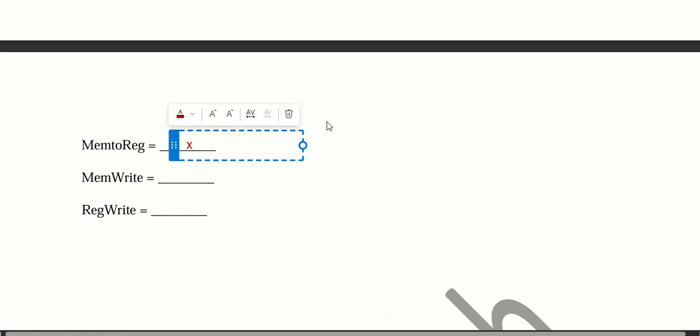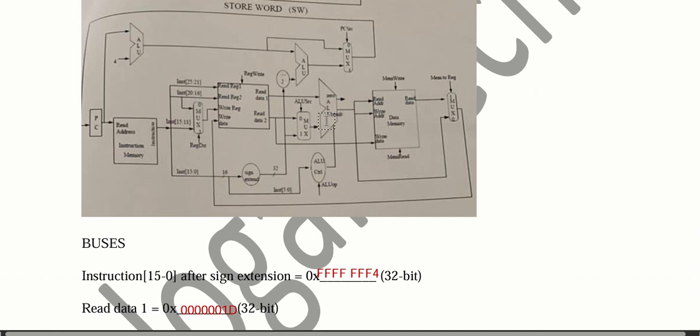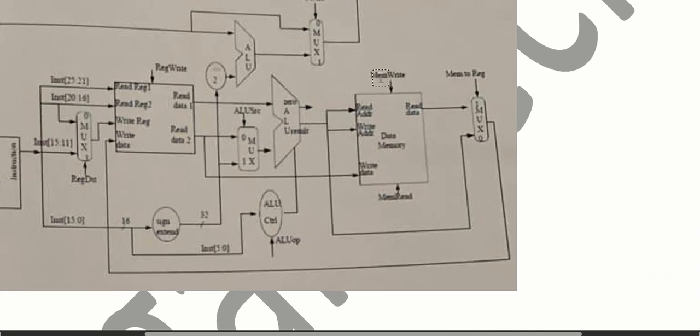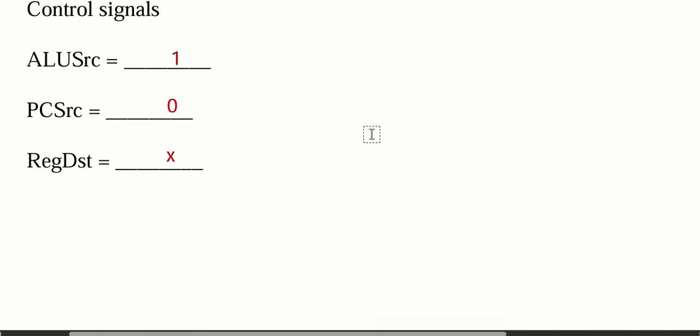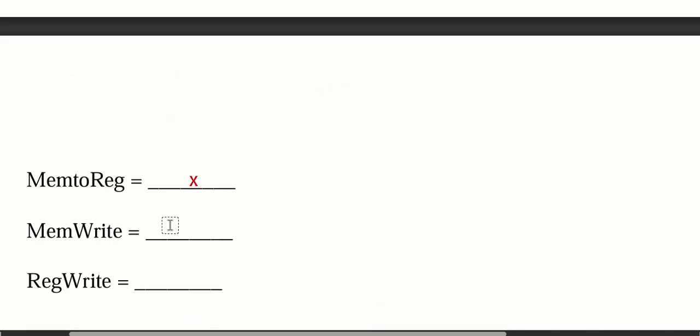And the next one is MemWrite. Where is MemWrite? MemWrite is this signal. And this signal is crucial because remember we are outputting the read data 2 and putting it in memory. So we really need that signal. MemWrite has to be asserted so that we can store it in memory. So here it has to be 1.